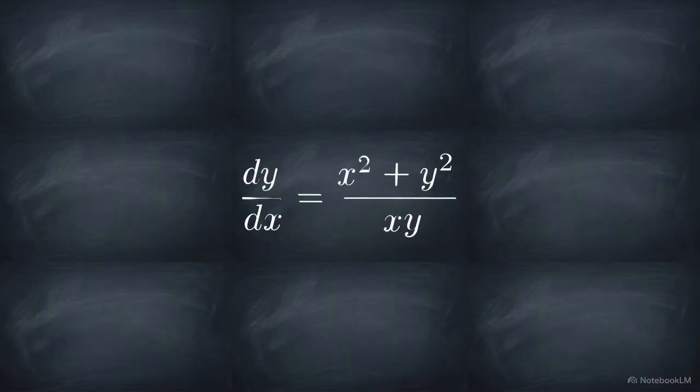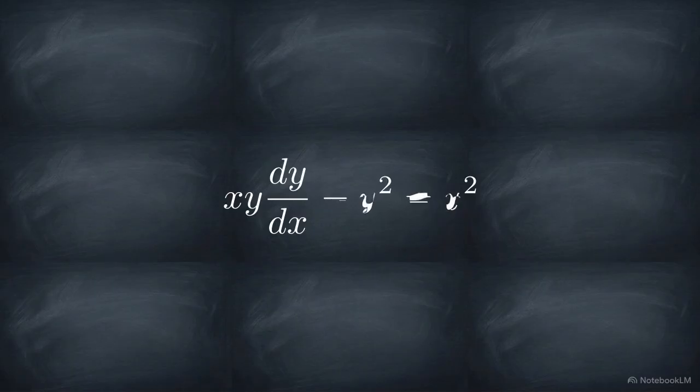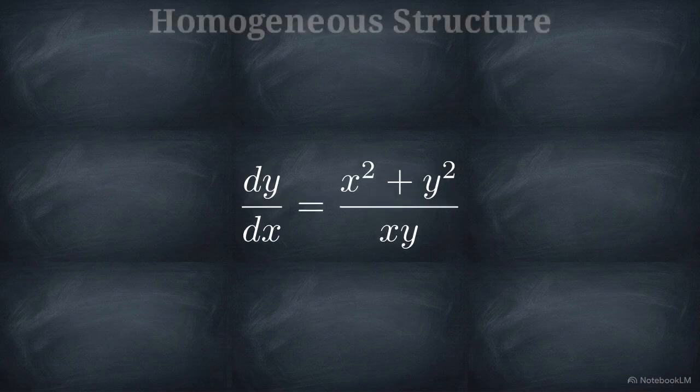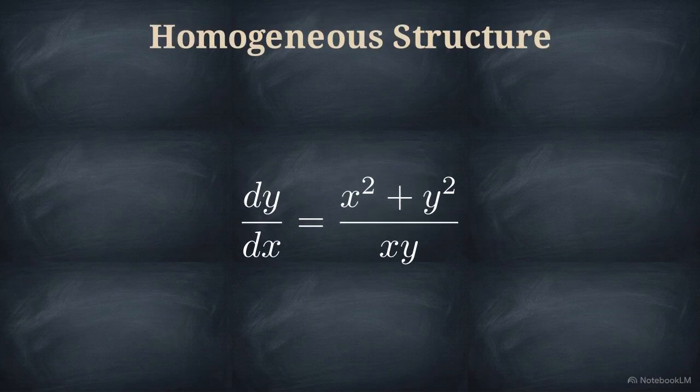Look at this complex differential equation. The x and y terms are mathematically locked together. You cannot pull them apart to integrate them. For these stubborn systems, engineers use a secondary manipulation method, the homogeneous structure. To use this method, the equation must pass a strict rule. As highlighted here, the total combined degree of the variables in every single term must be mathematically identical.